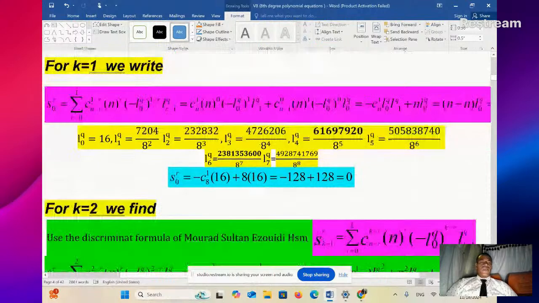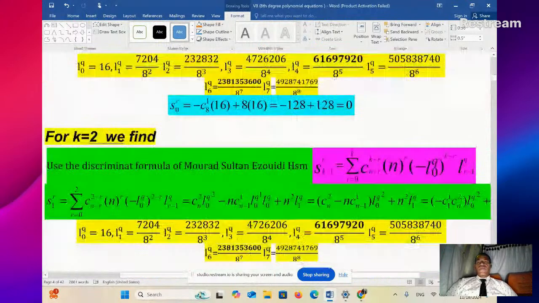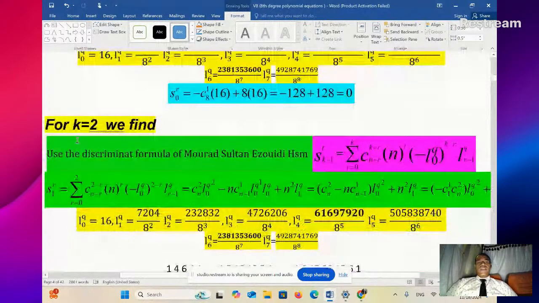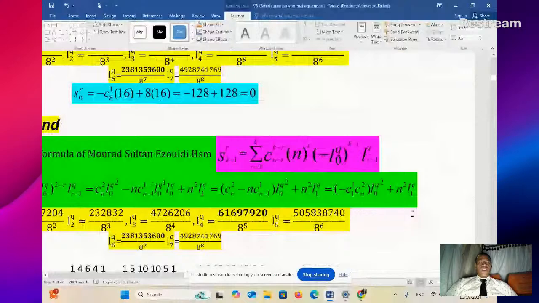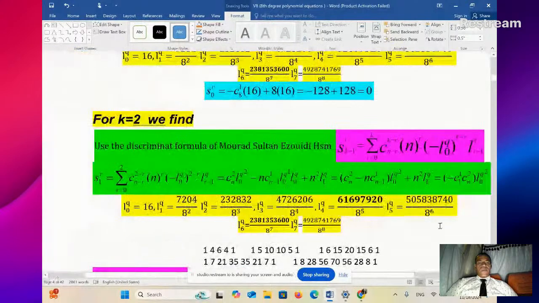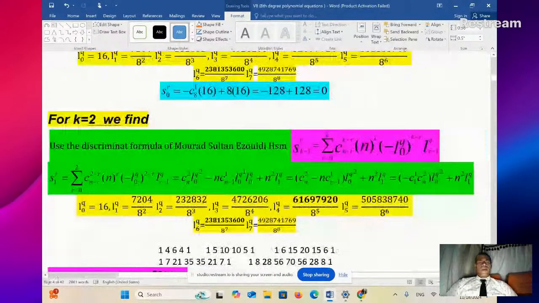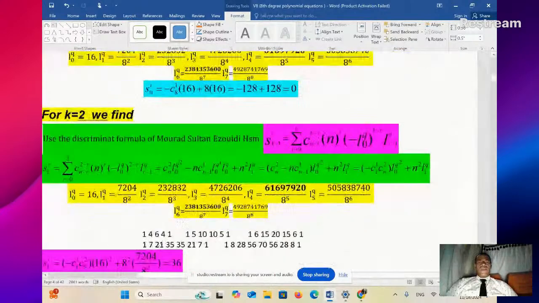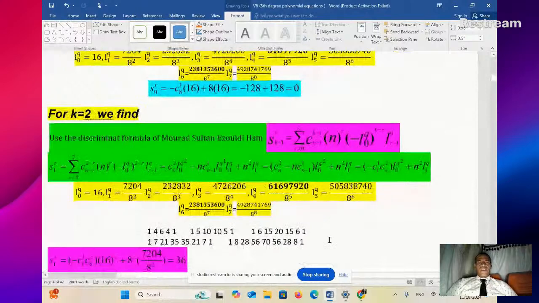Now learners, for k equal 2, I'm going to substitute k equal 2 in my discriminant formula of Murad Sultan's video, or in other words, S1 is equal to negative combination 1 choose 1, combination n choose 2 times n0 over the cube, plus n squared times n1. So this one, learners, after substitution, I'm going to find the value of S1, the second coefficient of my new 8 degree formulation.